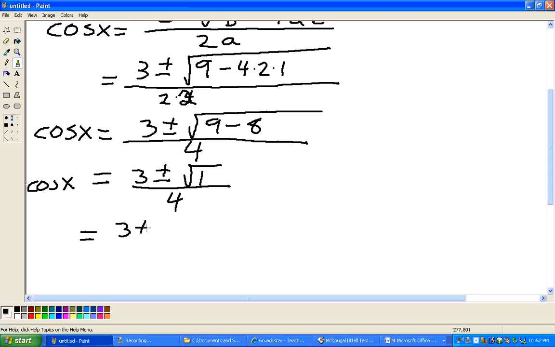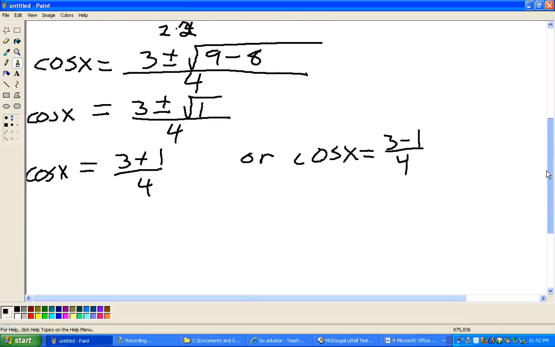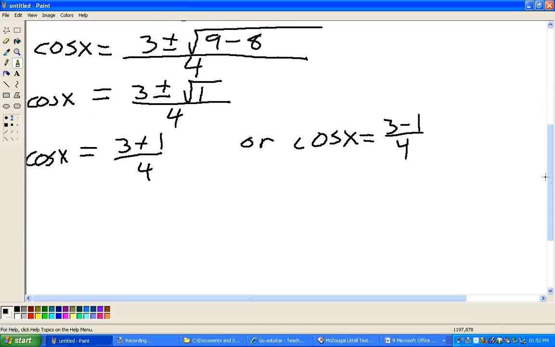So we have two answers, 3 plus 1 divided by 4, or 3 take away 1 divided by 4. Doing one at a time, I think everybody saw that that's 1.